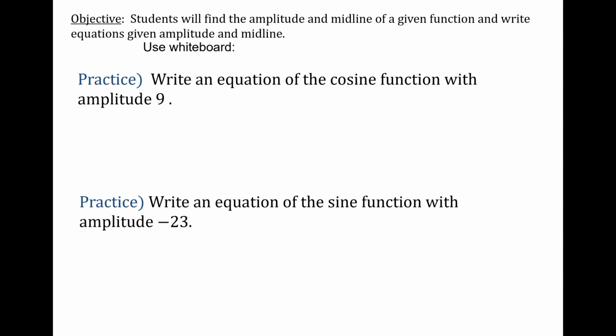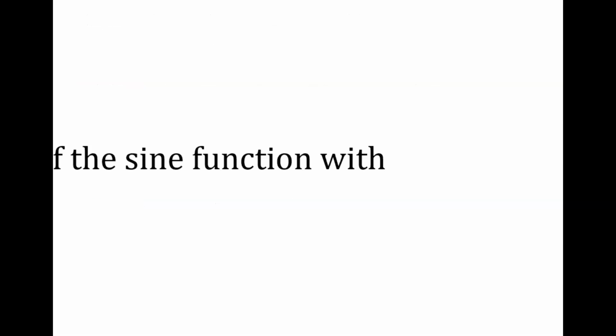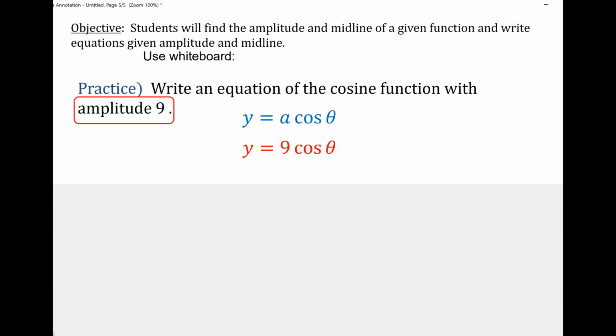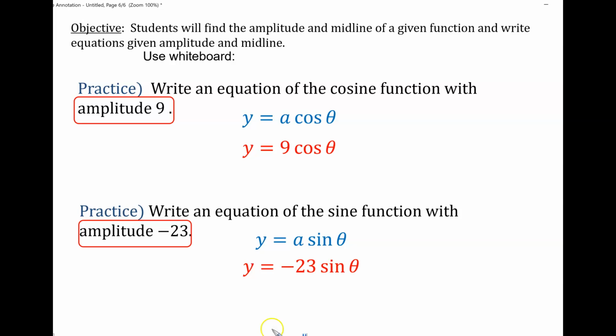Okay, hopefully you paused the video. So here's the solution: y equals a cosine theta, where the amplitude was 9, so you put 9, and that was a cosine function. For the other one, we have a sine function, so you should get y equals a sine theta, and the amplitude is -23, so you just replace a with -23. Again, make sure you have the right function. The first one says cosine, so you should have cosine. This one says sine, so you should have sine. And then the amplitude tells you what the a value is.